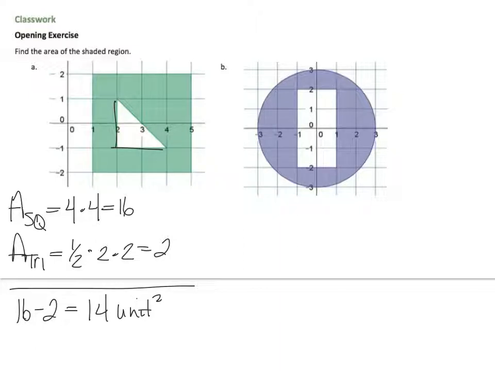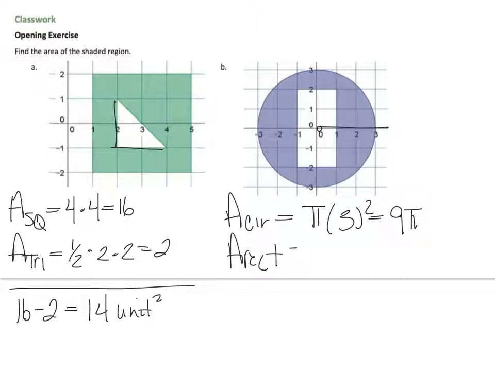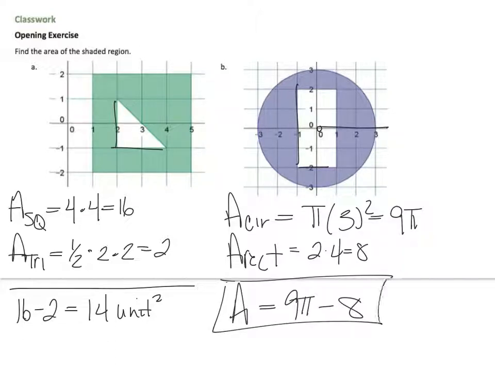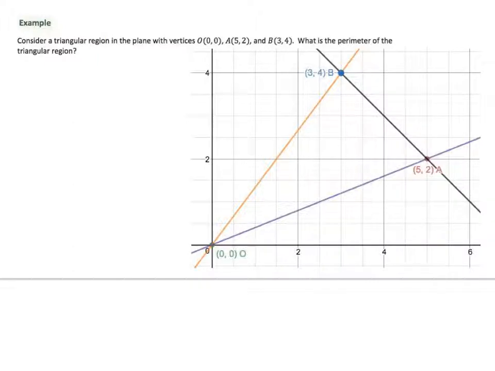Here we have a circle with a rectangle on the inside. So if I do the area of the circle, it is pi r squared. The radius goes out to 3, so 9 pi. And then the area of the rectangle is length times width, 2 times 4, which is 8. So the area of the shaded region is 9 pi minus 8, and you can't simplify that any further. There's your review. Okay, let's look at the harder stuff, the stuff that we're learning today.